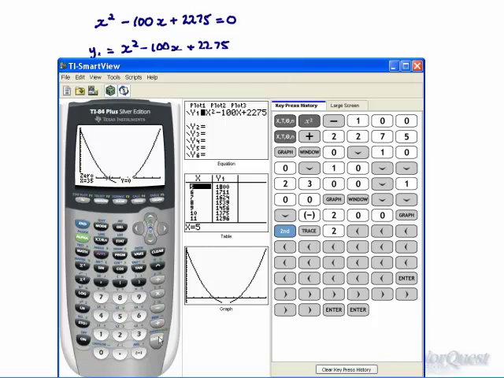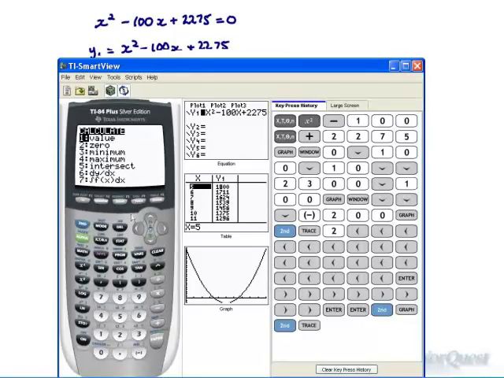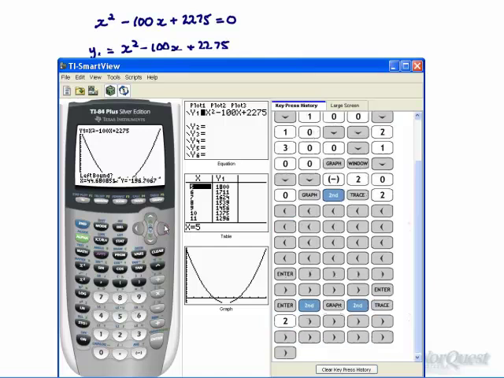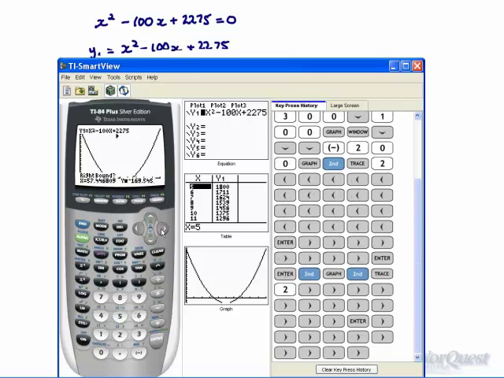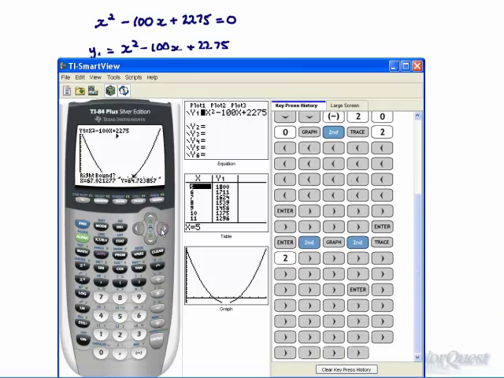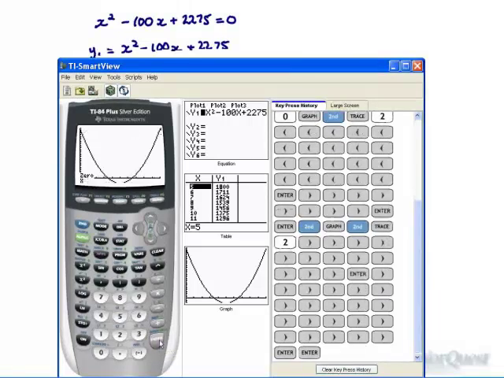Let's go find the other possibility. Second function, trace. Option 2 for 0, and do this again. Make sure you're clearly past the first 0, negative 220. Hit enter. Use your right arrow until you now become positive. Hit enter again. At guess, hit enter one more time. And the other value x could be is 65.